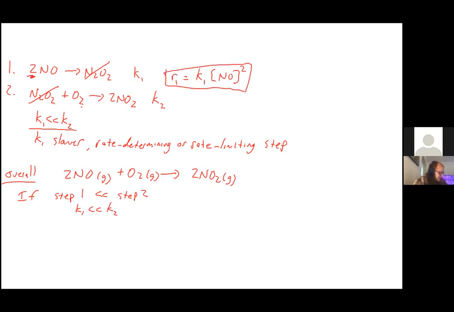If you actually went through the whole thing here, what you would find is that the overall rate law would be K1 times the concentration of NO squared, okay? And that would be it, okay? Now there is a rate law for the second step.